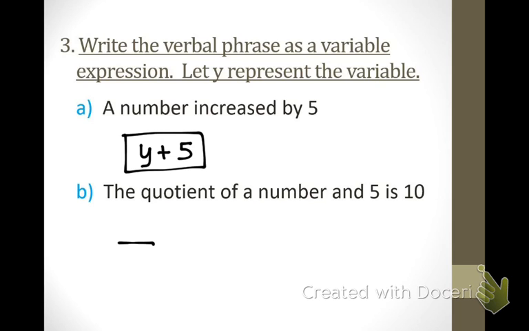So we did the quotient of. Now a number. What should be a number? Y. A number and 5. Where should the 5 go? Underneath it. Okay, so now as I read it, you want to just double check. That says the quotient of a number and 5. Now what I have left is 10. What should I write? Equals 10.